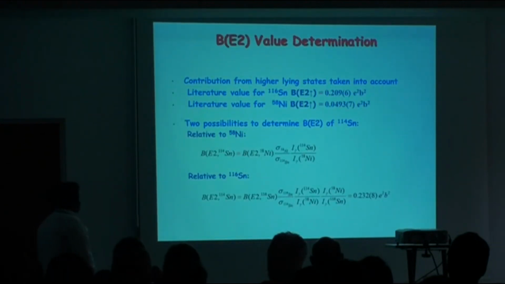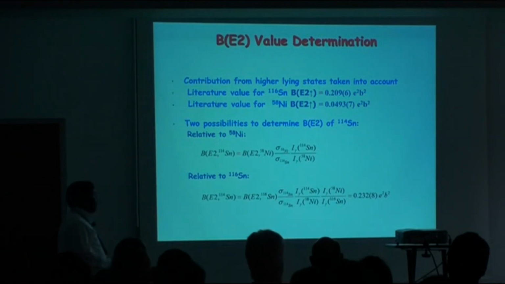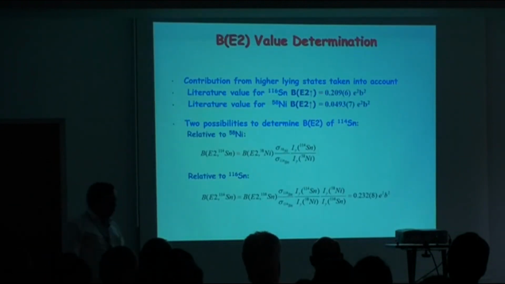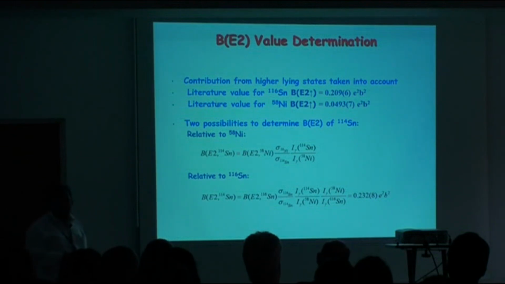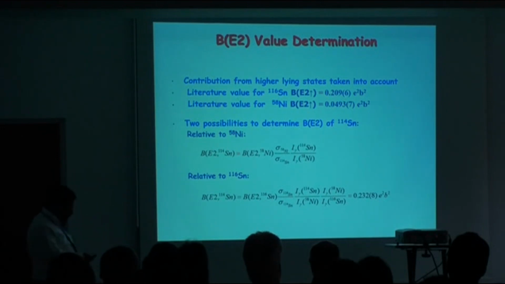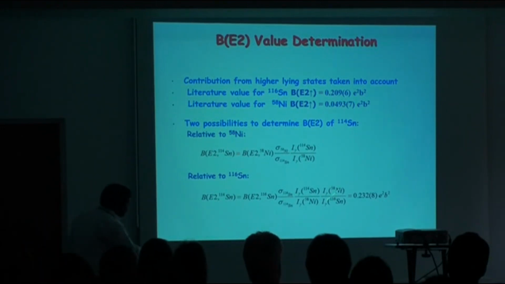Okay, the data analysis is done with respect to this transparency. We have B(E2) values from the nuclear data tables, precise values, which I just discussed, of 116 tin or 58 nickel. And there are two possible ways to determine these B(E2) values. The first one is just to normalize with 58 nickel. The second one is to normalize with 116 tin. And in the second case, you have to perform two experiments, and then the ratio of 58 nickel cancels.